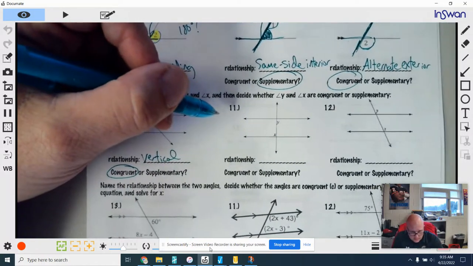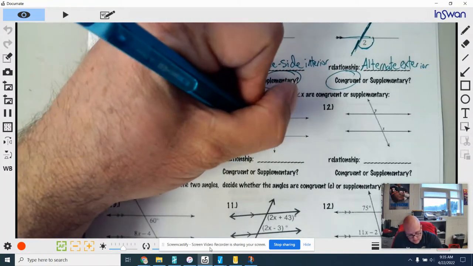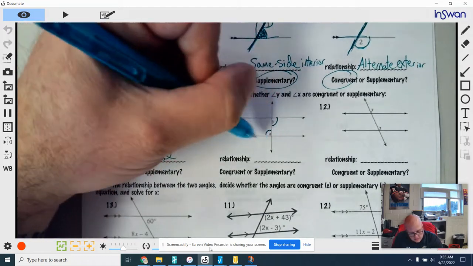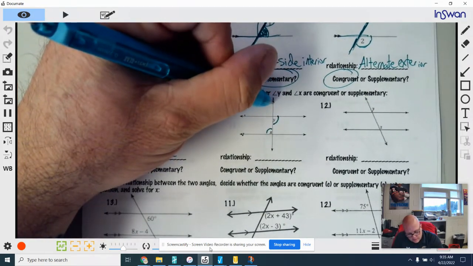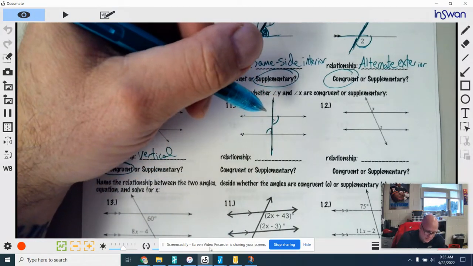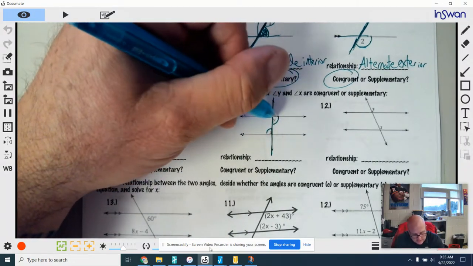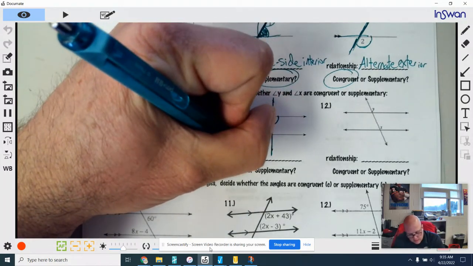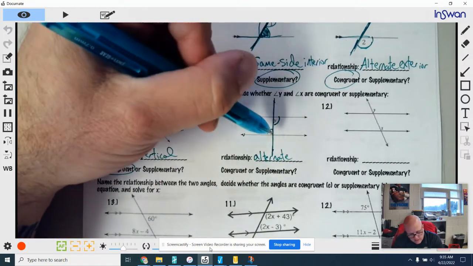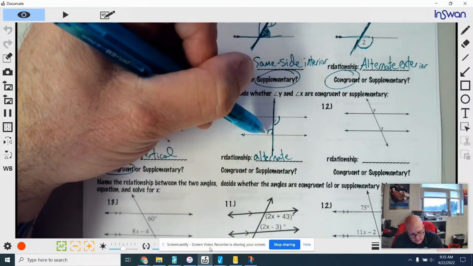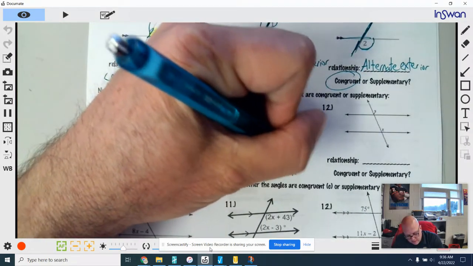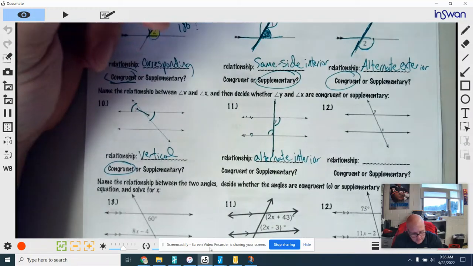Okay, number 11. So number 11, here's angle x and angle y. Okay, here's my two lines that are parallel, cut by this transversal right here. So if you look at angle x and angle y, you see the transversal. They're not on the same side of that transversal. So if they're on opposite sides, that's what we call alternate. And then look at the angles. They're actually on the insides of those parallel lines. So we call them alternate interior angles.